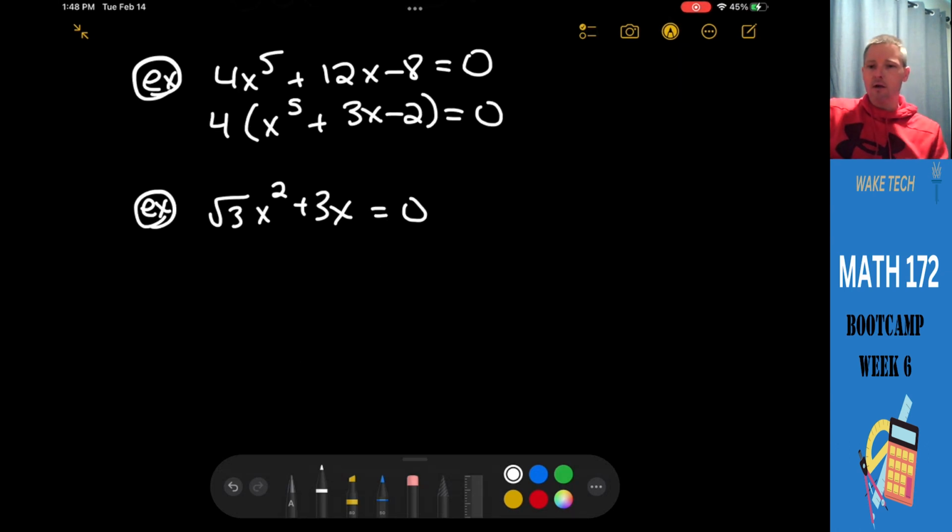So here, a couple of different ways to approach this one. We certainly have a common factor of x. Let's just consider that one for the moment. If we take out the common factor of x, we're left with the square root of 3 times x plus 3.